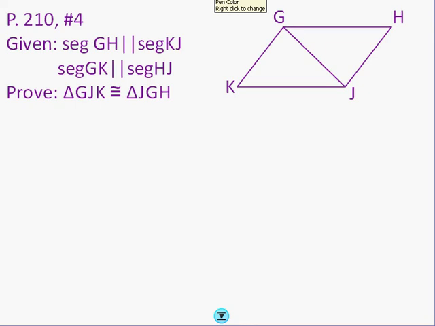So we're told that segment GH is parallel to segment KJ. That is, the top segment here is parallel to the bottom. And the left side is parallel to the right side. So let's draw that. Now, they have not given us any explicit information as far as angles that are congruent or sides that are congruent, but we can figure this out ourselves.